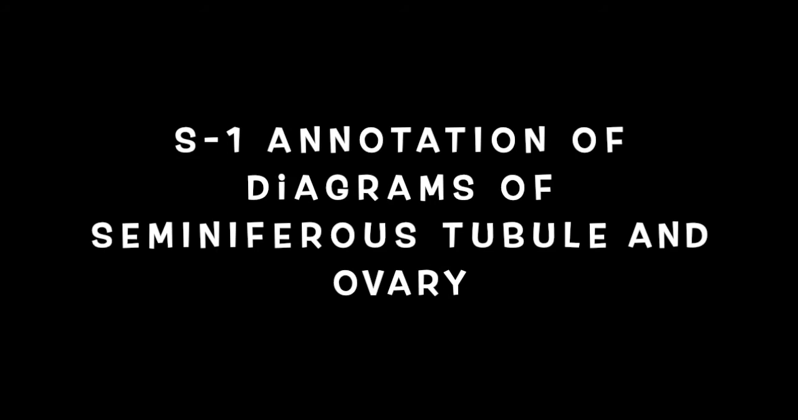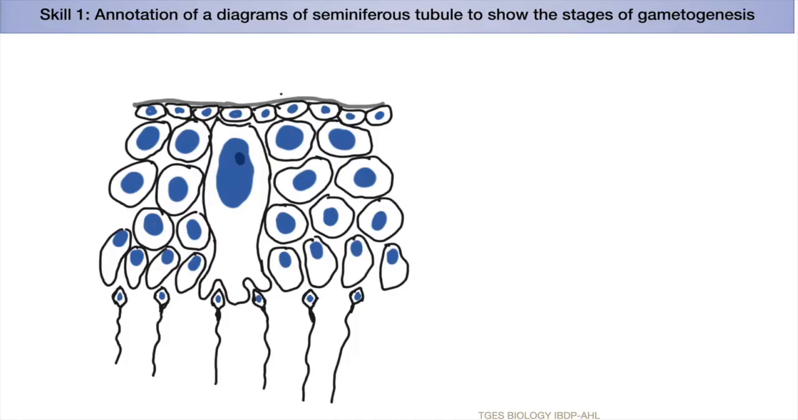In this video, I'm going to talk about topic 11.4, Skill 1. Skill 1 is annotation of diagrams of seminiferous tubules and ovary to show the stages of gametogenesis. So here is a diagram of the seminiferous tubule, a part of the seminiferous tubule.